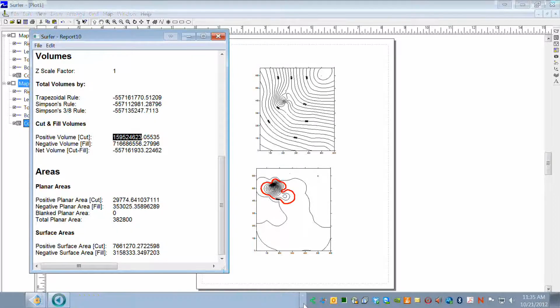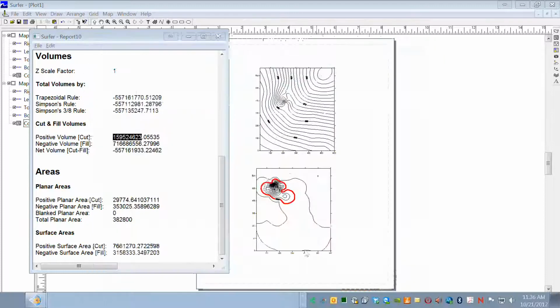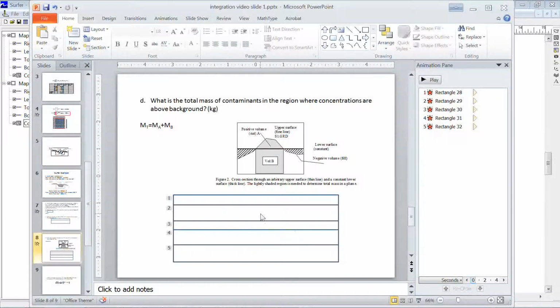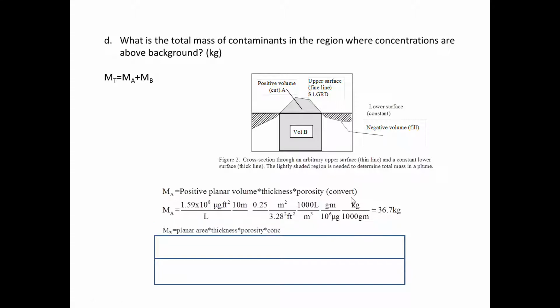So what we need to do is go back here, and to complete the analysis, let's go back to PowerPoint. So we've got the 36. Now we've got to get the mass in B.